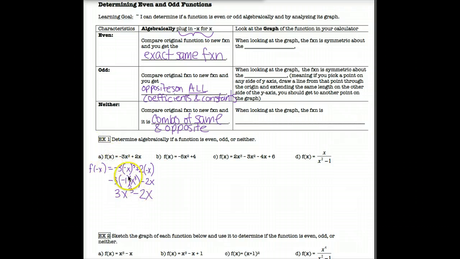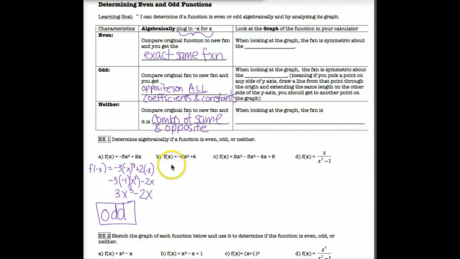So now I look at them. It's obviously not the same function, so I check. Is negative 3x cubed and 3x cubed opposite? Yes, they are. 2x and negative 2x opposite? Yes, they are. So all of the terms here were opposite, which means that this is an odd function.